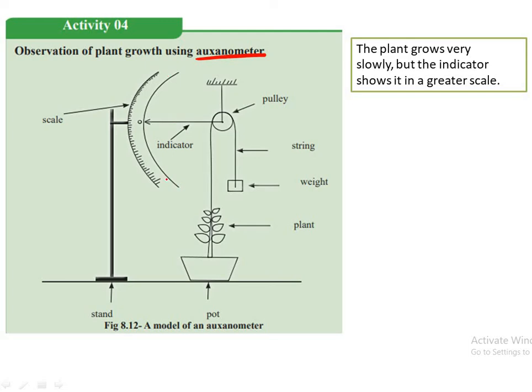So it has a scale. You will get this in a lab and you have to do this practically. You will notice, after fixing it like this and keeping it for some time, that the plant grows very slowly, but the indicator of the auxanometer shows it at a larger scale.